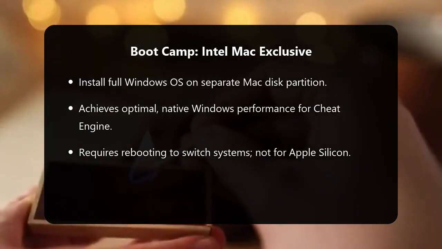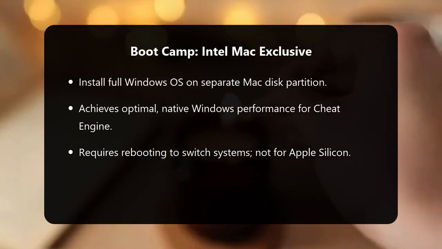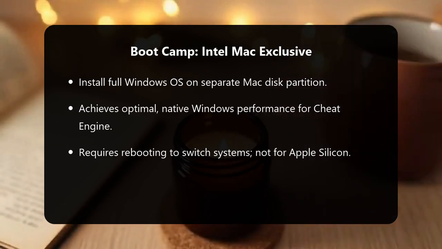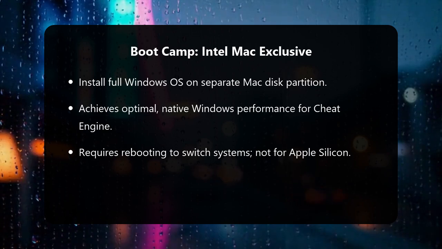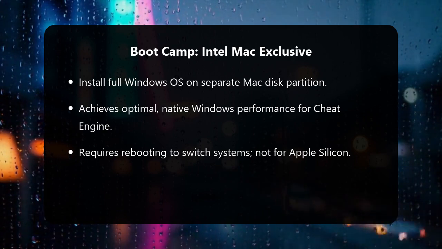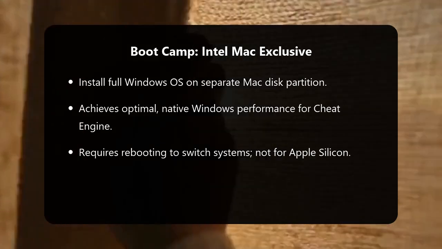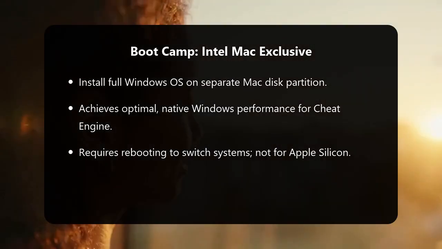This means Cheat Engine and any games will run with optimal performance, just as they would on a dedicated Windows machine. The trade-off is that you need to partition your drive, dedicate significant storage space to Windows, and you have to reboot your machine every time you want to switch between macOS and Windows. This isn't an option for newer Apple Silicon Macs due to architectural differences, x86 versus ARM.